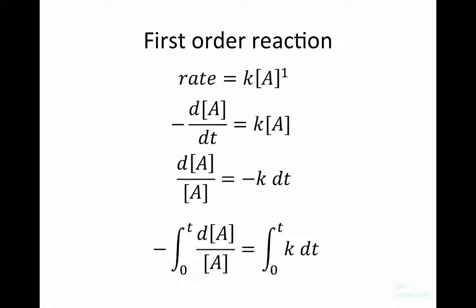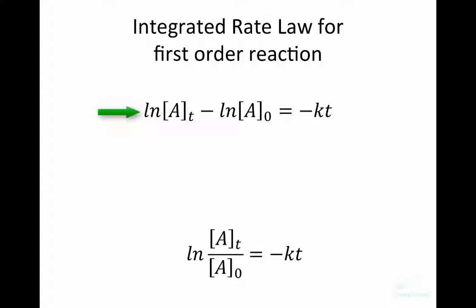If you do that integration, you come up with this integrated rate law for a first-order reaction. Natural log of the concentration of A at time t minus the natural log of the concentration of A at time 0, which is your starting concentration, by the way, equals minus kt. You'll sometimes see that written in the form that you see down at the bottom of the page, natural log of the ratio of concentration of A at time t to concentration of A at time 0 equals minus kt. That's the same equation that incorporates a property of logarithms.